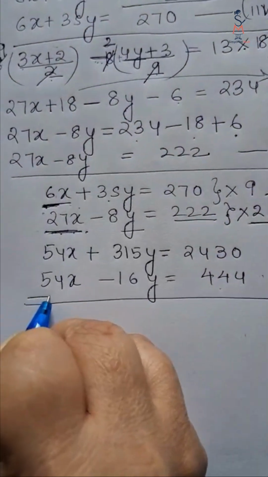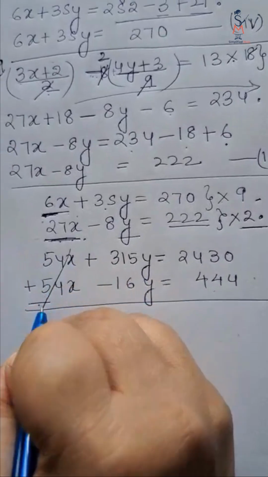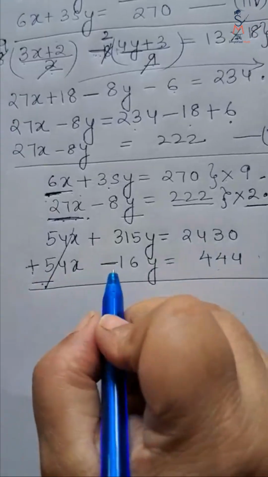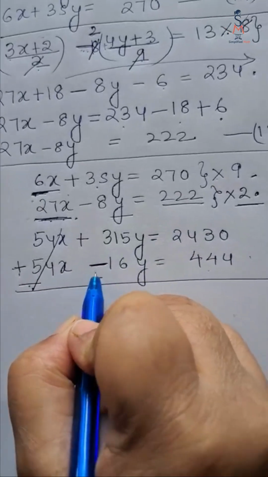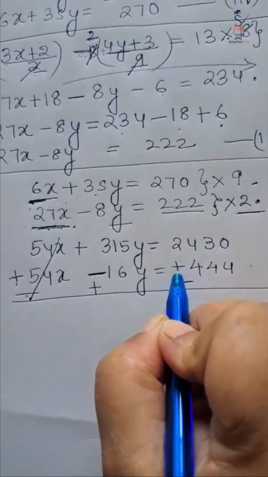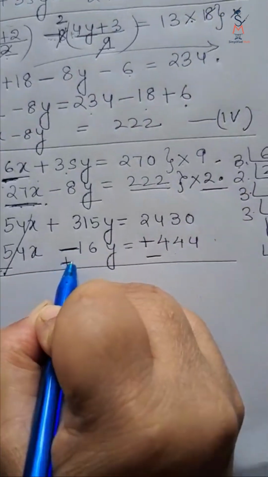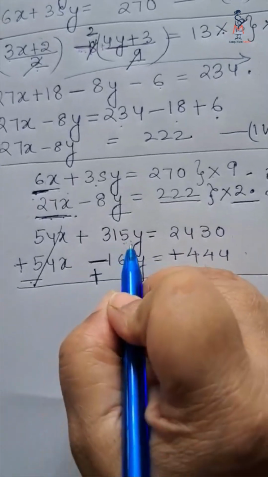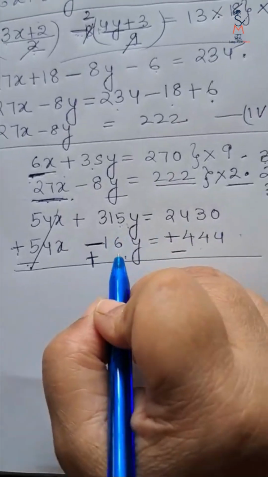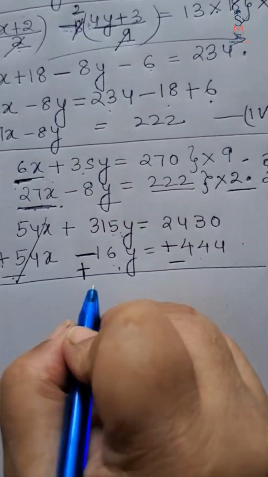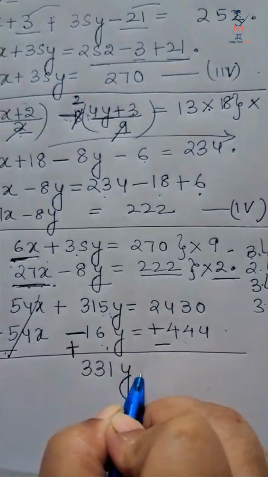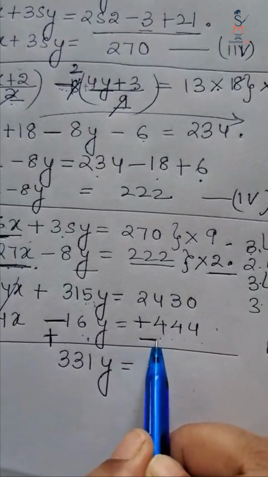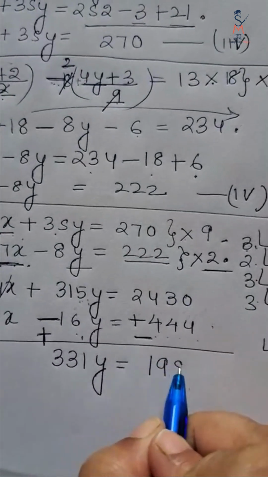Now we will change the sign of this plus to minus so that this gets cancelled. As we change the sign of one variable, we'll change the sign of the others also. We are subtracting in a way. So this plus 444 becomes minus and this minus becomes plus. Now we will add the two coefficients. 315 plus 16 becomes 331y is equal to 2430 minus 444, because now it's minus. That turns out to be 1986.